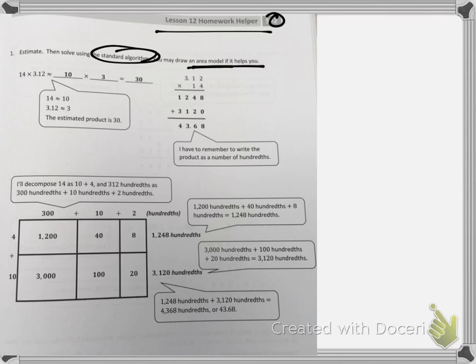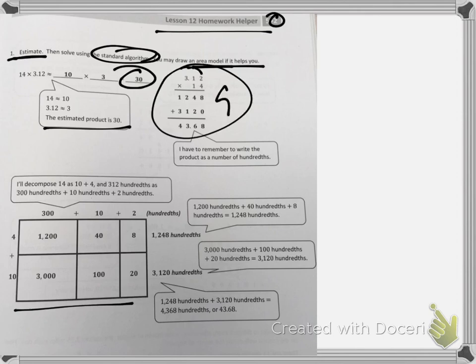Now we're trying to get away from the area model, but if you need to use the area model, you can, to check your work. But remember, we're also estimating to get a reasonable answer. So we estimated here, we got 30. We did the standard algorithm as it shows right here.